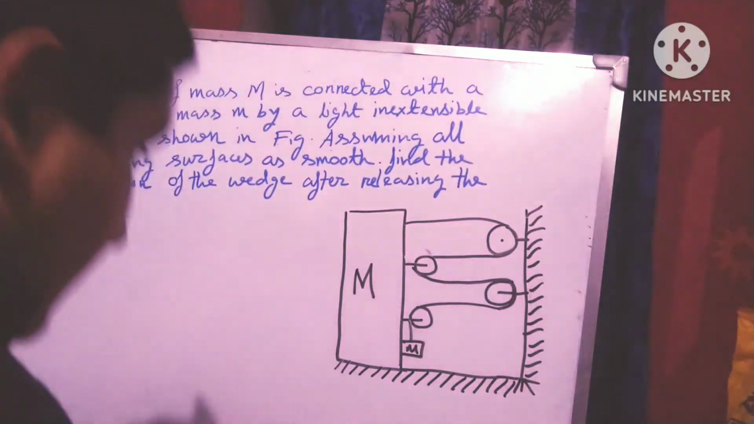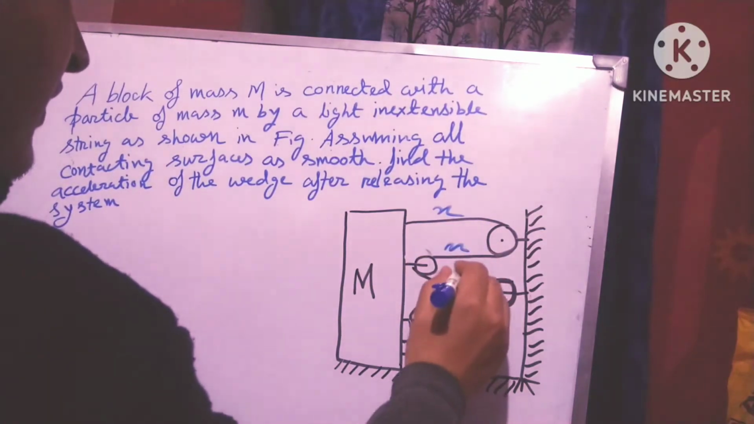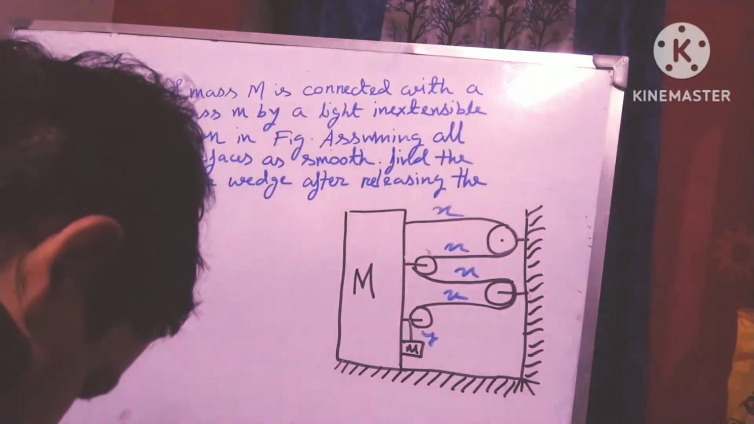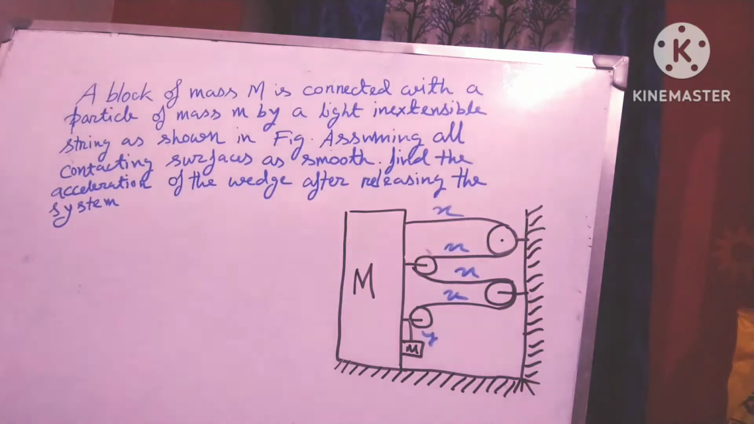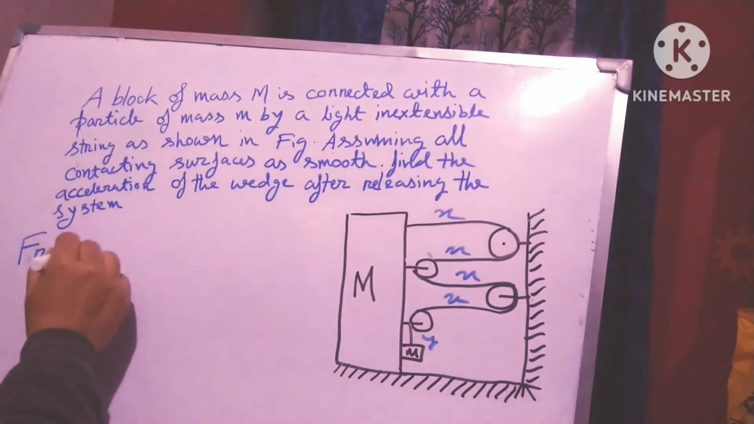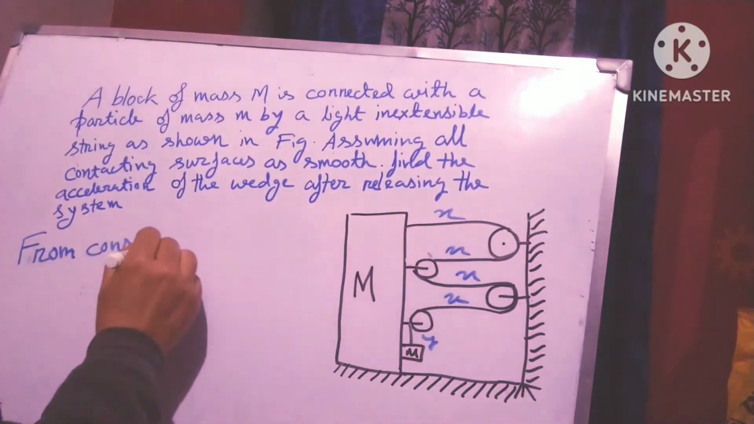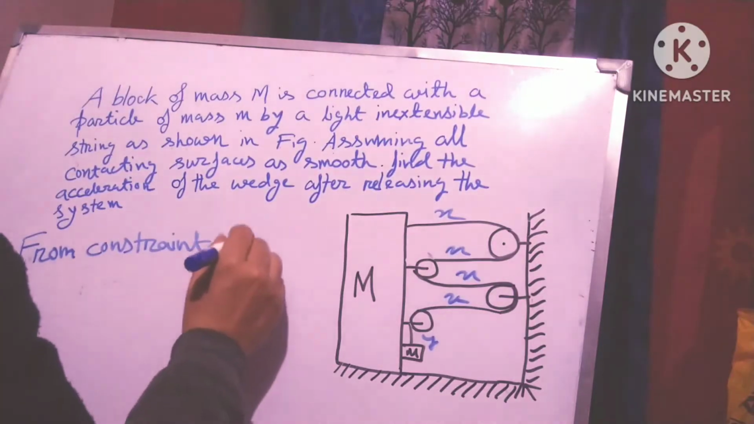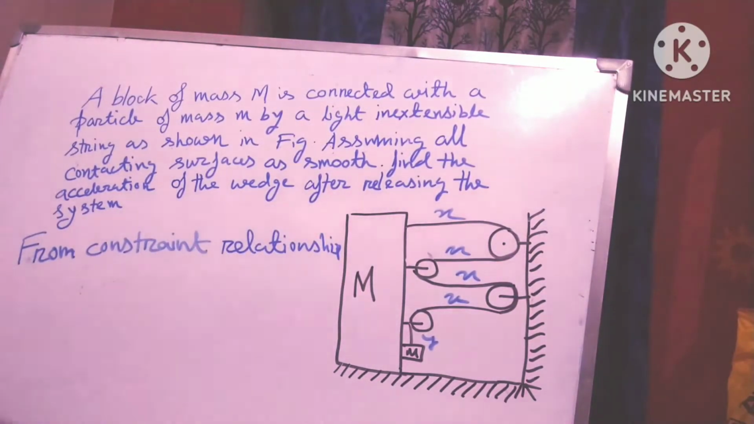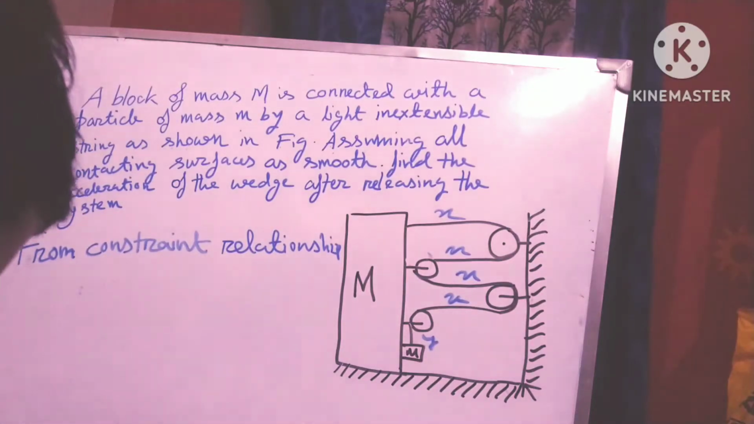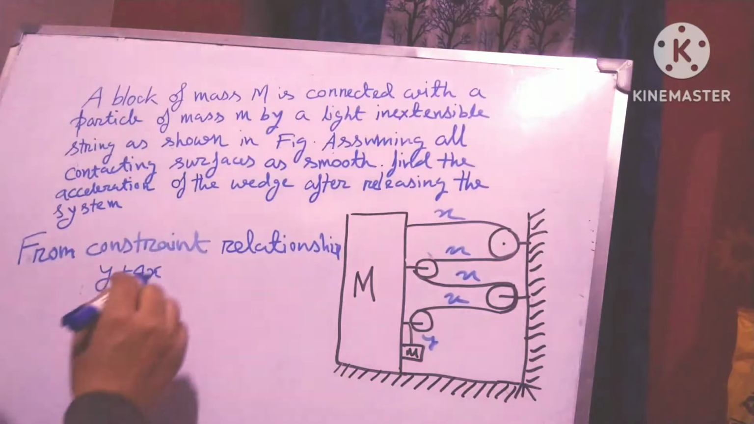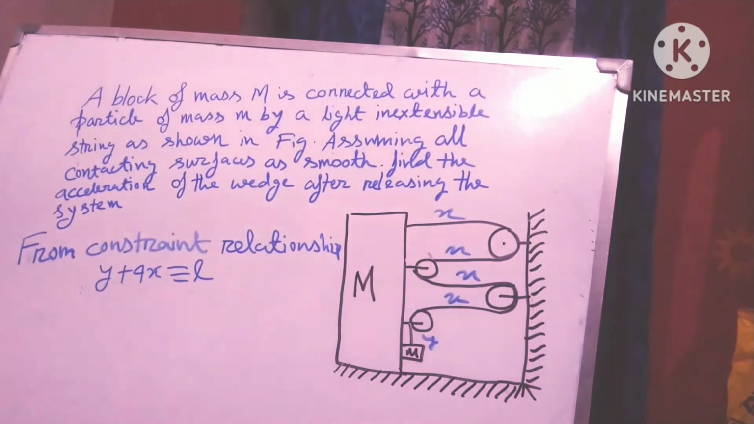You see that this length is x, this length x, this length x, okay, and this length is y. Using the constant length relationship from the string, y plus 4x is equal to L, because the length is always constant.